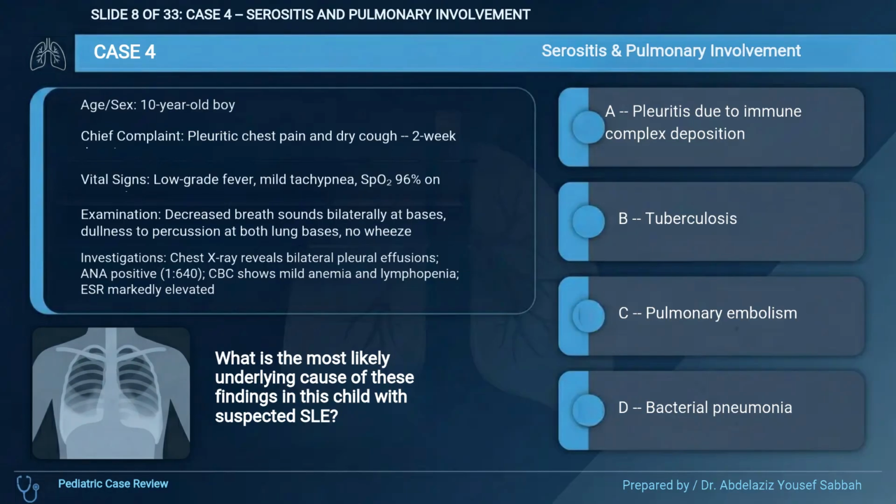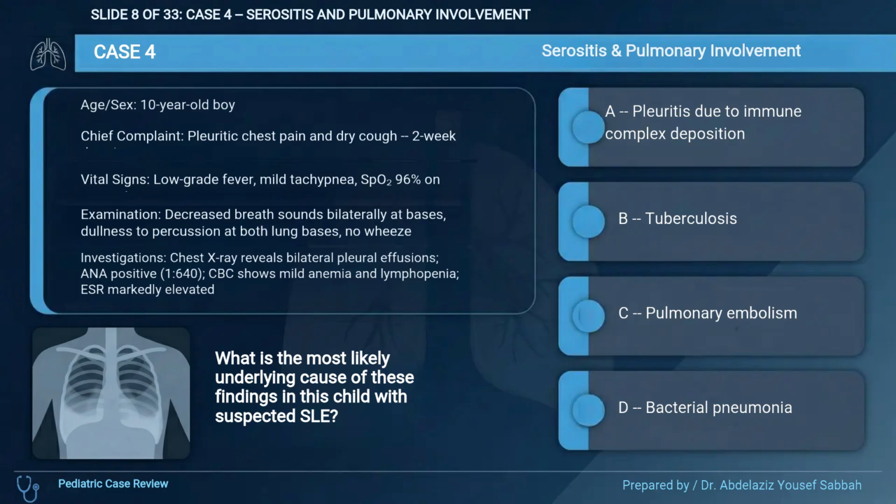Case 4. A 10-year-old boy presents with pleuritic chest pain and dry cough for 2 weeks. Vital signs show low-grade fever, mild fast breathing, and oxygen saturation of 96% on room air. Examination reveals decreased breath sounds bilaterally at the bases, and dullness to percussion at both lung bases. Investigations show bilateral pleural effusions on chest X-ray, antinuclear antibody positive at 1 to 640, complete blood count with mild anemia and lymphopenia, and markedly elevated erythrocyte sedimentation rate. What is the most likely underlying cause of these findings in this child with suspected lupus?